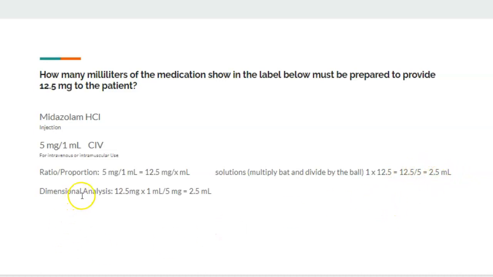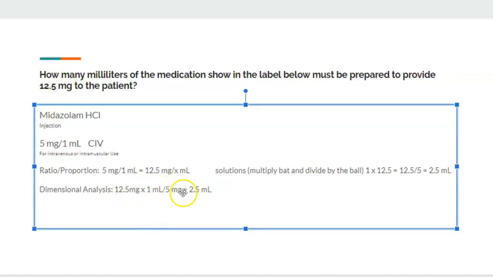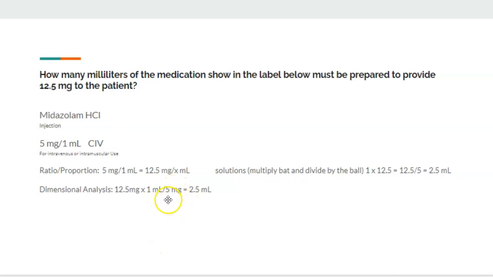And the dimensional analysis, you're going to start with what our physician ordered, which is 12.5. And we want to put the milligrams on the bottom so we can cross those off. Cross this off and cross this off. And then you're going to divide that and you're going to get the same answer. So you can do either one. Remember, I said I'm not going to make you do ratio proportion or dimensional analysis, but these are the two ways you can do it. And you can choose whichever way works best for you.